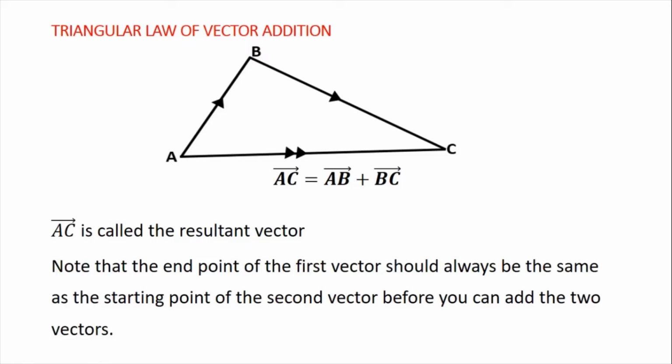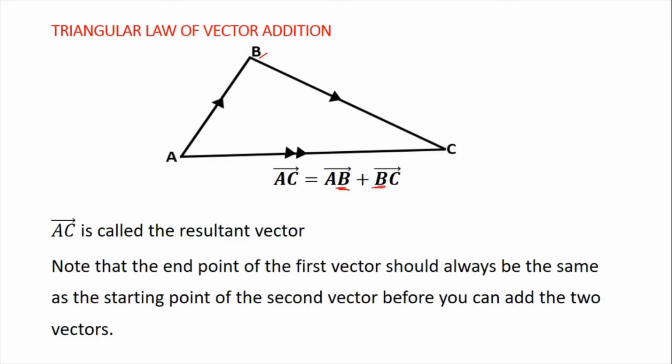Vector AB is the first vector that the point is referring to. So the end point of vector AB is B, moving from A to B. The starting point of the second vector must also be B before you can add the two vectors. So the first vector is vector AB, the end point is B. The second vector is vector BC, the starting point is B. So the end point here and the starting point here must all have the same letter before you can add them.